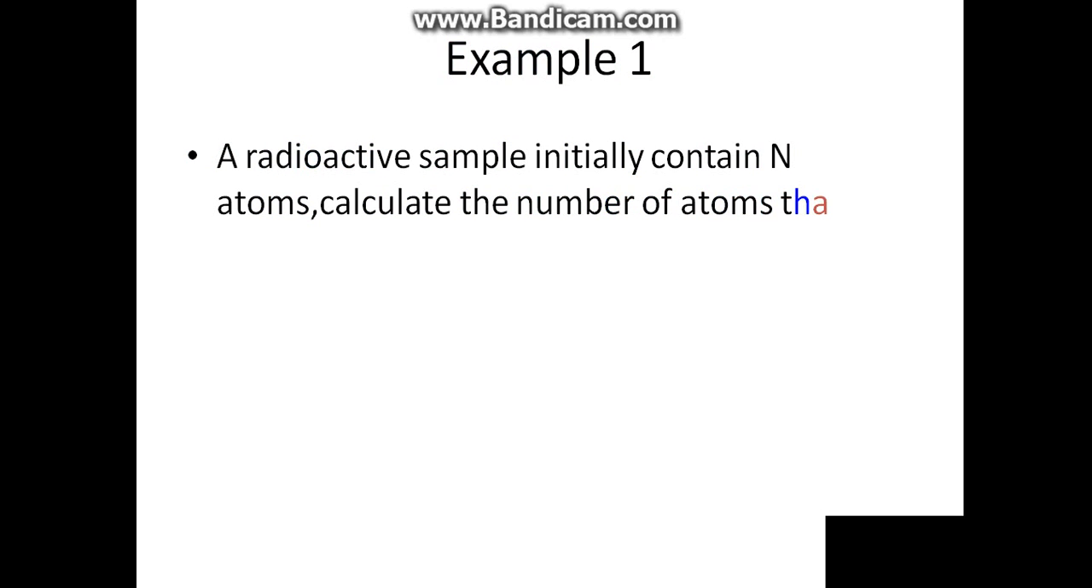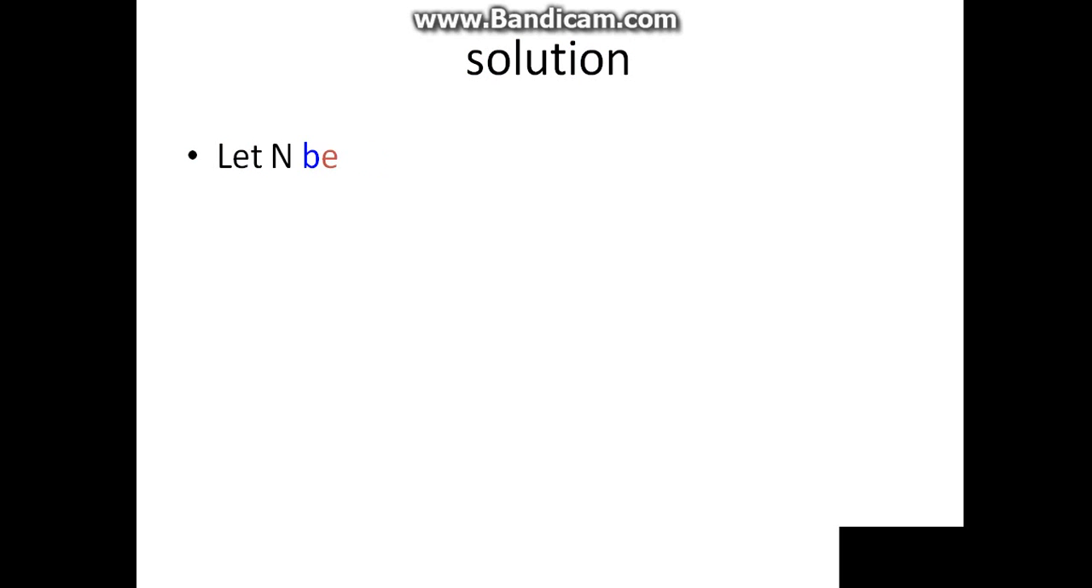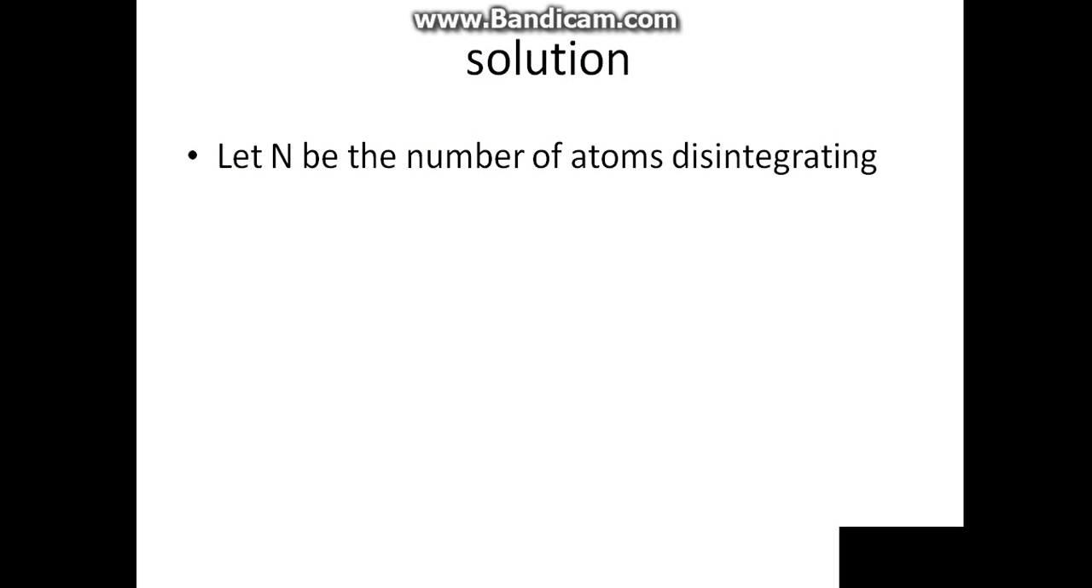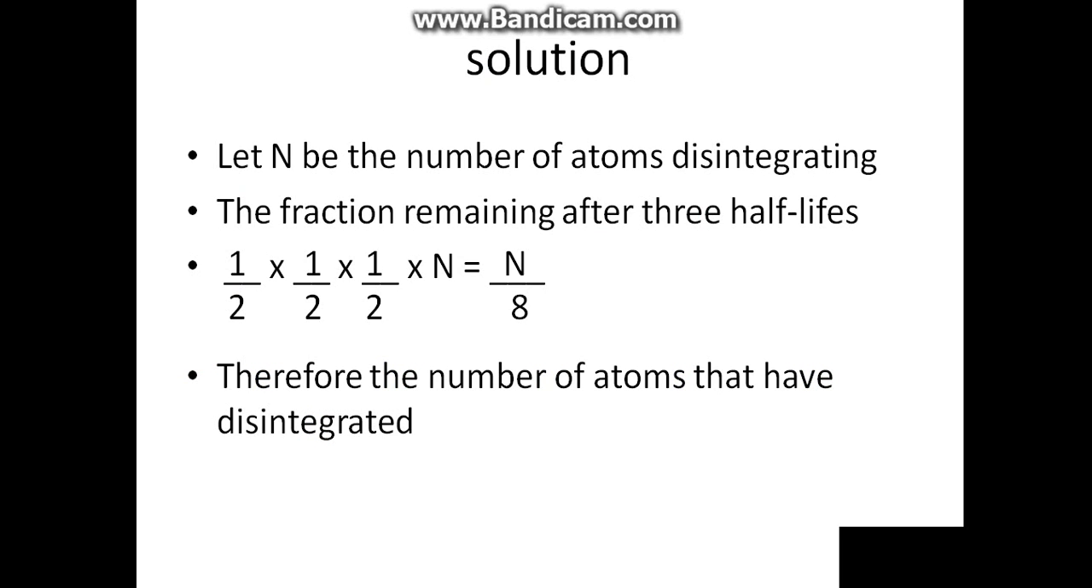Example 1. A radioactive sample initially contained N atoms. Calculate the number of atoms that have disintegrated after 3 half-lives. Solution. Let N be the number of atoms. The fraction remaining after 3 half-lives is 1 over 2 times 1 over 2 times 1 over 2 times N, which is equal to N over 8. Therefore, the number of atoms that have disintegrated is equal to N minus N over 8, which is equal to 7N over 8.